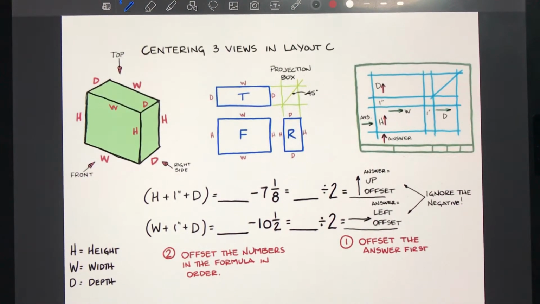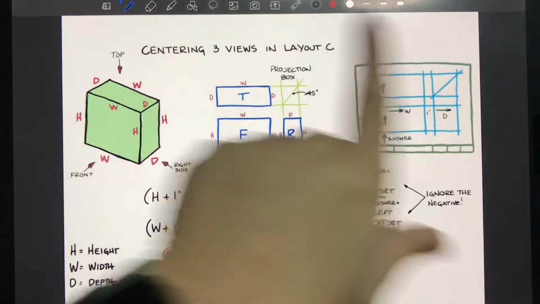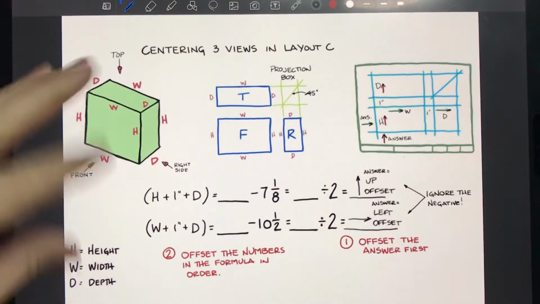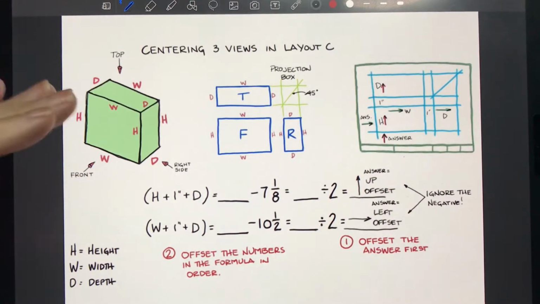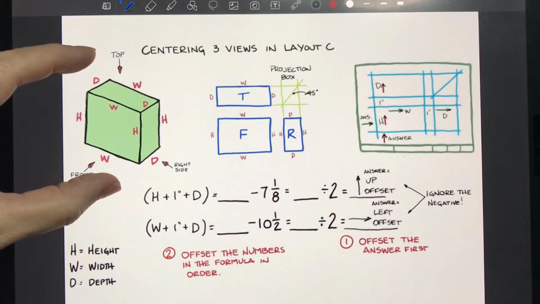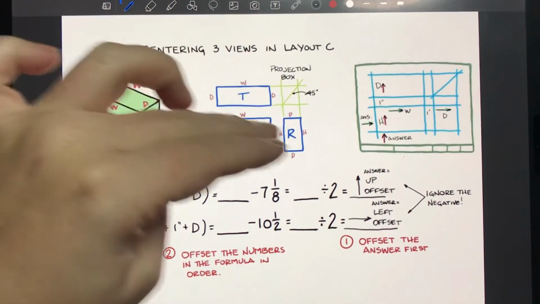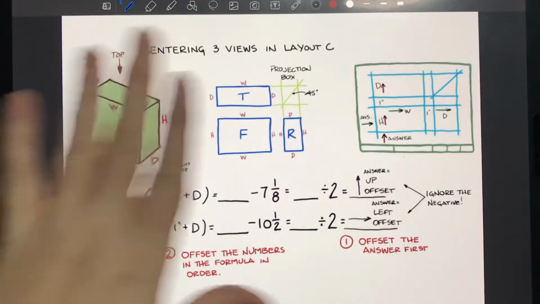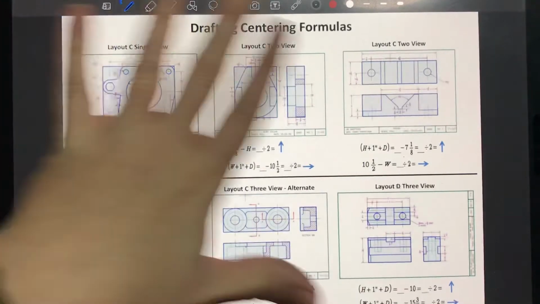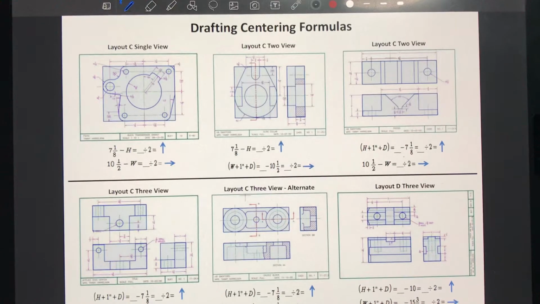We're now going to draw orthographic projections in Layout C in AutoCAD. I have given you a handwritten cheat sheet to show you how to find the height, the width, and the depth of an isometric and the height, width, and depth of an actual 3-view drawing. You have this on one side of your sheet and all the formulas on the other. If you need another copy of this sheet, it's in the Files section of Canvas.